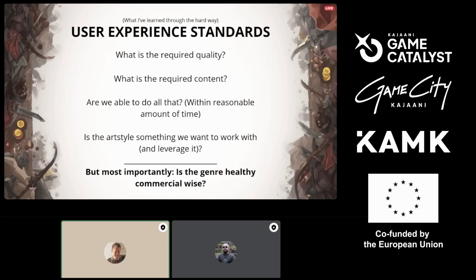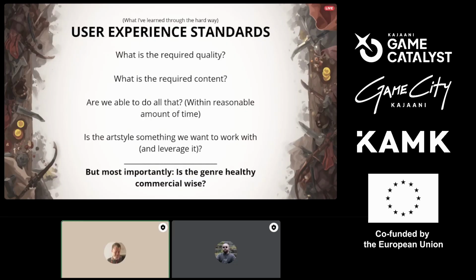So that's not an excuse to say that we made an action RPG game, but it's just much worse than the competitors, but you should still play it. Like, no one will play it. So you need to actually find a genre where the user experience hits the quality level that you can actually deliver.